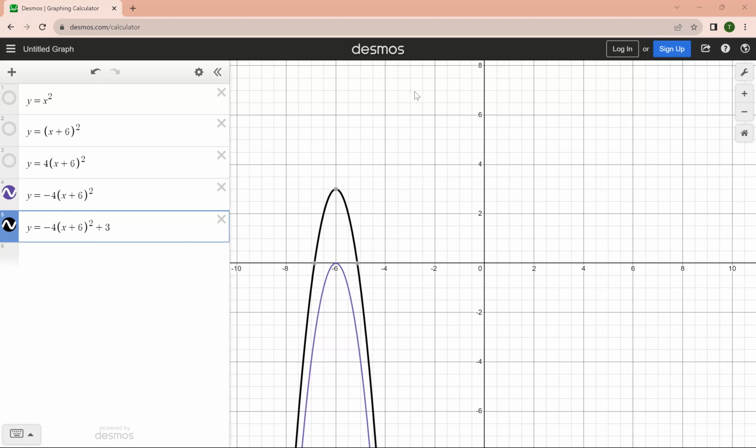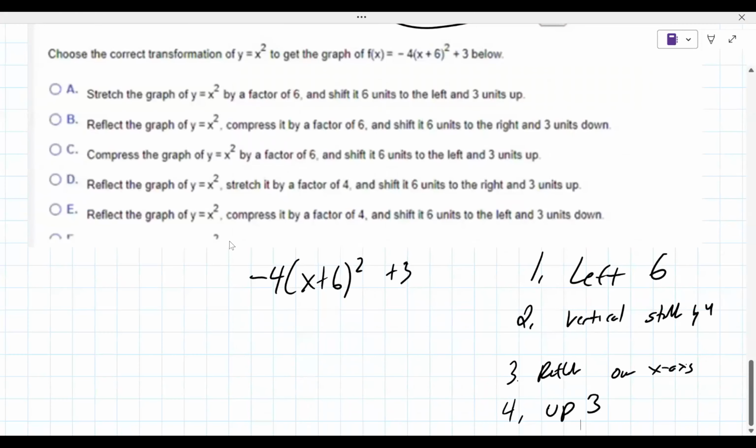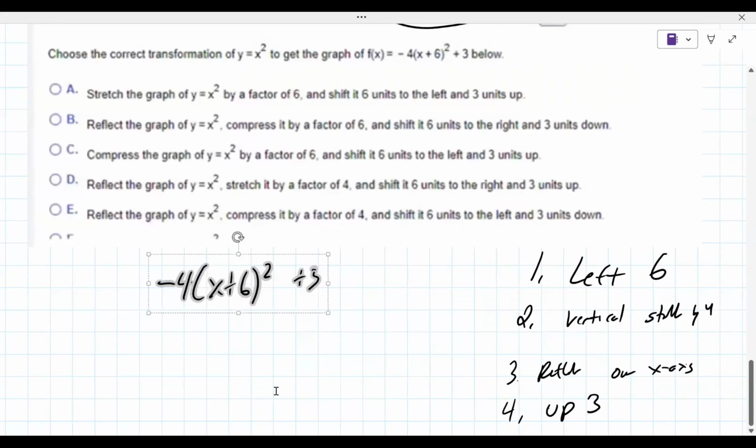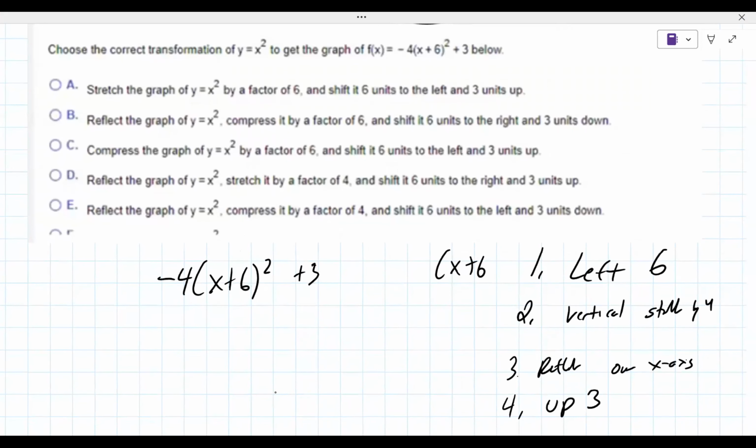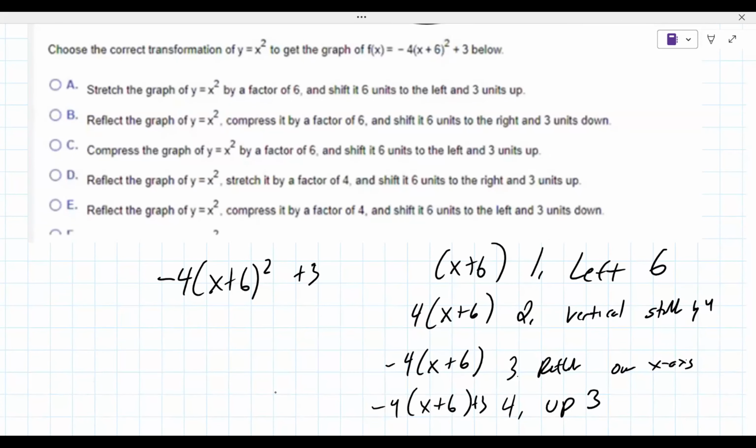All right. Let me go back to the screen. So that's how you do it incrementally. Let me try to denote which of these. The x plus 6 is left 6. The 4x plus 6 is the vertical stretch by 4. The negative 4x plus 6 is the reflection over the x-axis, and then the up 3 is the last one there.